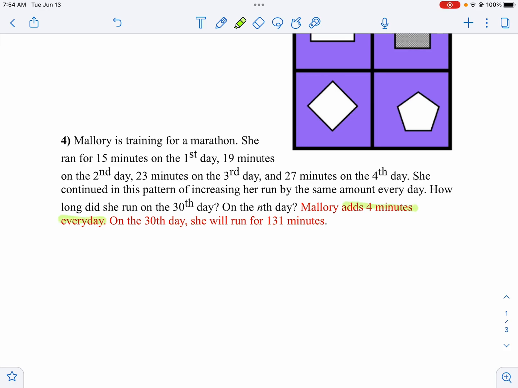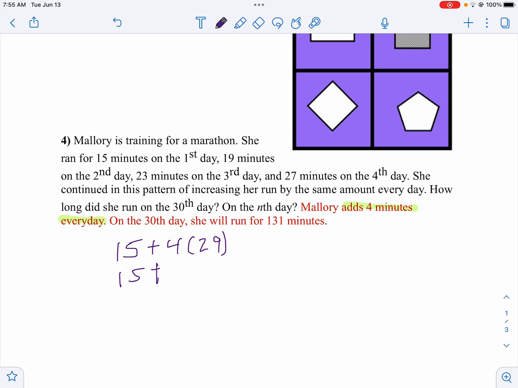And then what's her pattern on the 30th day? Well, we know she runs 15 minutes on the first day. And then she's going to add 4 minutes. From the first day to the 30th day, she's going to add 4 minutes 29 times. So what's that answer? Well, whoops, not equals, plus.